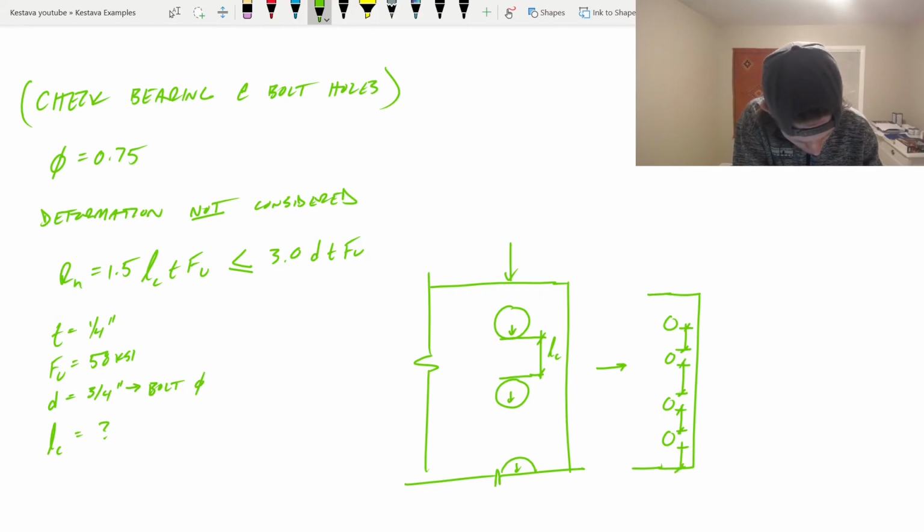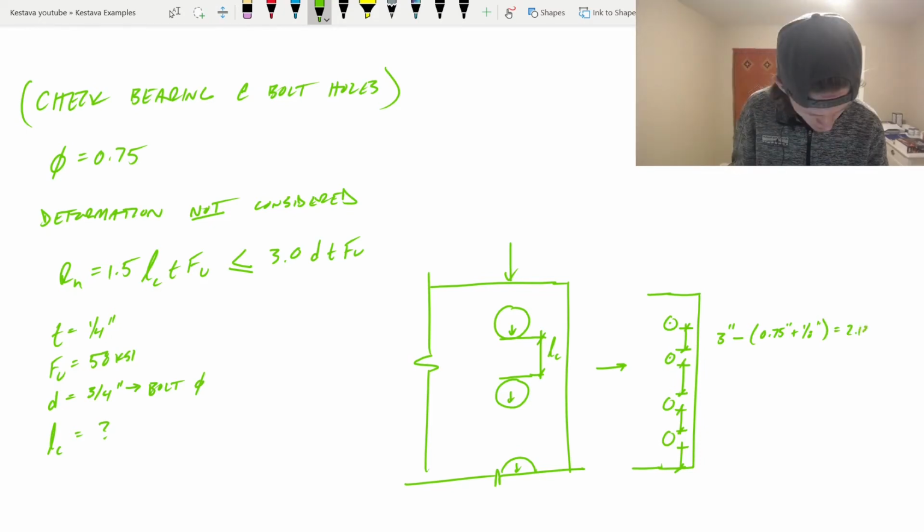Well, we know that center on center of bolts is 3 inches, and if we subtract 1 whole bolt diameter, that would get us the space in between, which we know is 0.75 inches for the bolt diameter plus 1/8 of an inch for the tolerance. So that is going to equal 2.125 inches. We'll call that LC1.